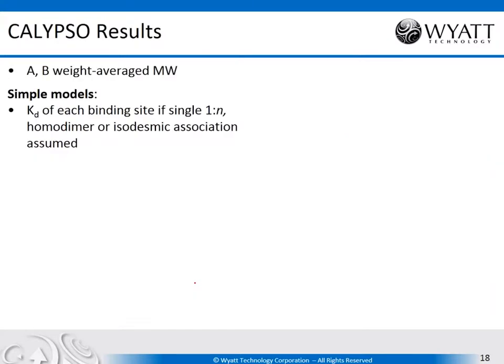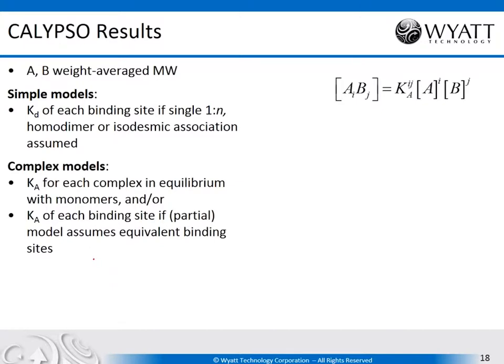So what do you get in terms of the results? Well, first of all, you get the molecular weights of A and B. And then if you have applied a simple model, for instance, a homodimer or a simple 1-to-n model assuming equivalent binding sites, you'll get the KD that corresponds to each binding site. If you're using a more complex model, you'll get, as a result, a series of association constants, Ka, that correspond to this equation, the mass action equation, with one Ka for each complex it forms in equilibrium with the free monomers of A and B.